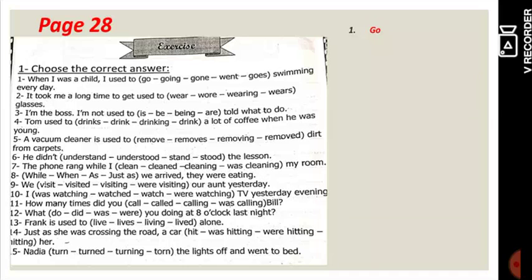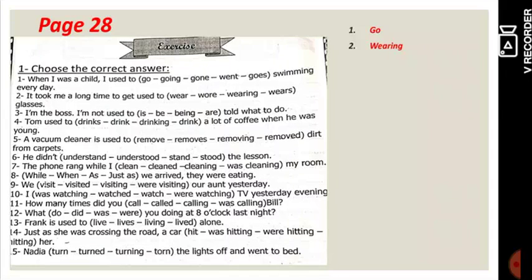Number 2. It took me a long time to get used to ___ glasses. Here we have get before used to. When we have get before used to, we put verb ing. So it took me a long time to get used to wearing.